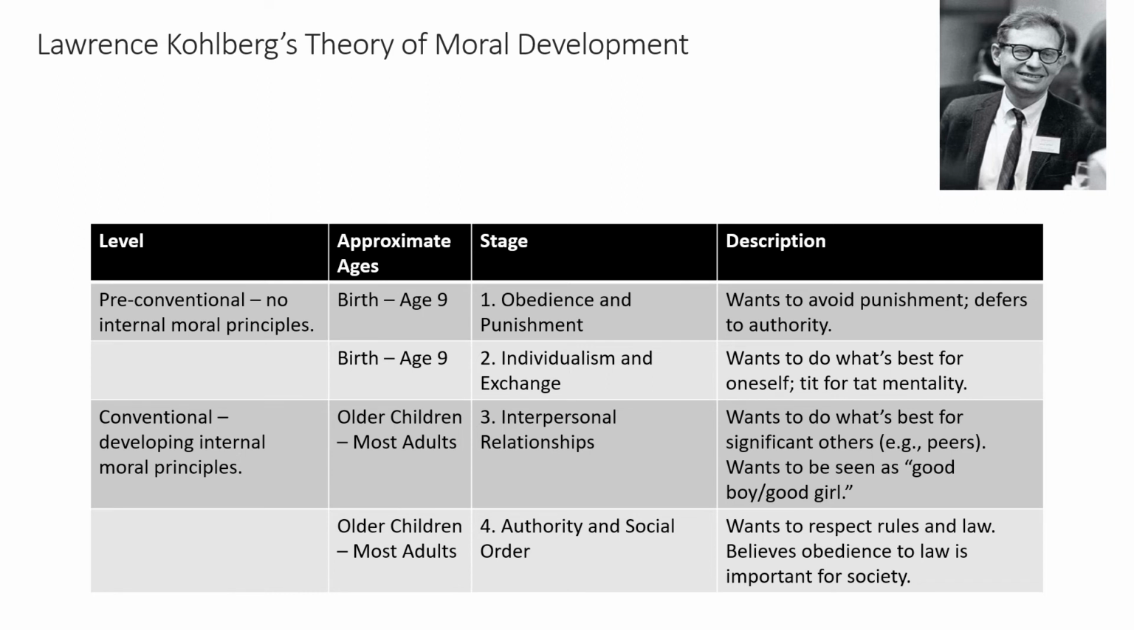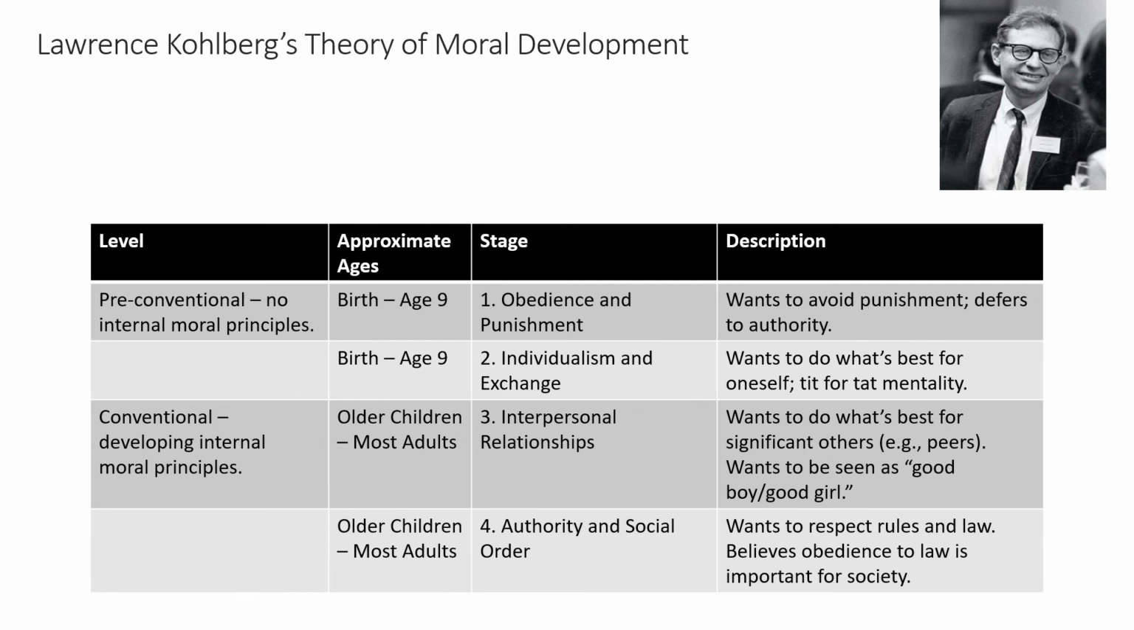So they value interpersonal relationships. The 4th stage is called authority and social order. At this stage, they want to respect rules and law. They believe that obedience to law is important for society.